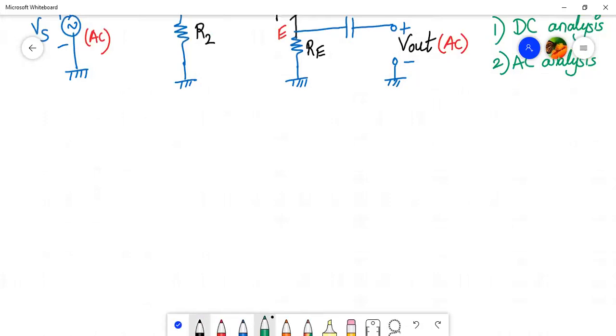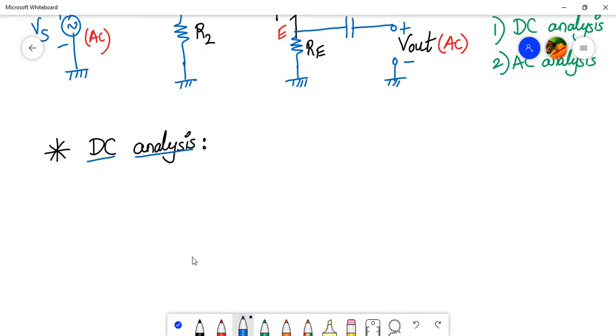So let me add the heading over here. DC analysis of Darlington pair. It's all under the heading of emitter follower amplifier using Darlington pair.